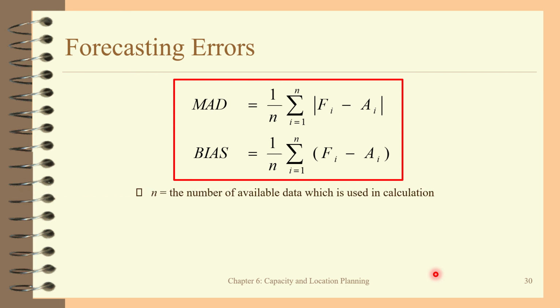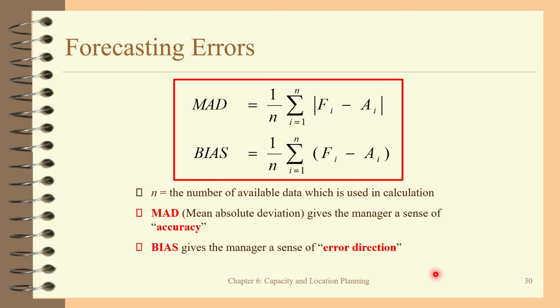And then which approach is the best? So you don't know. The only way that you can know which approach is the best is from finding its error. We have two errors that you can use. Error measurement, that is mean absolute deviation or MAD, and bias.